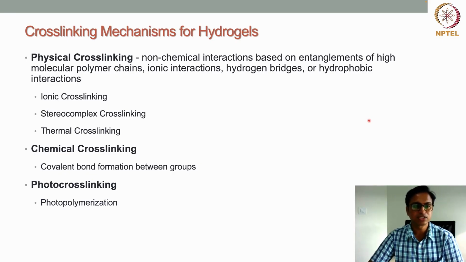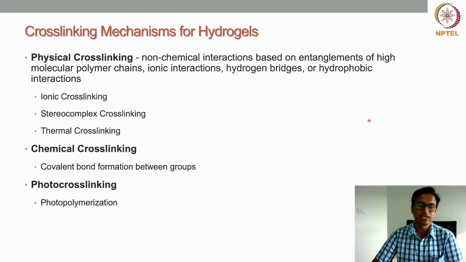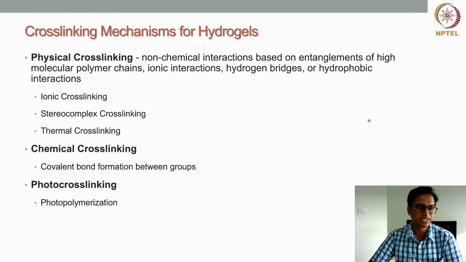Another thing is thermal cross-linking. Based on thermal reactions, thermal induced changes, various types of hydrogels are sensitive to temperature, because at different temperatures they behave differently. Their physical nature is different. One typical example is gelatin at less than 30 degrees centigrade. That is the transition temperature.